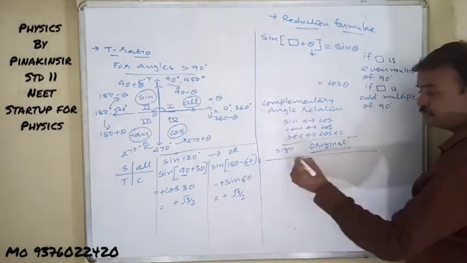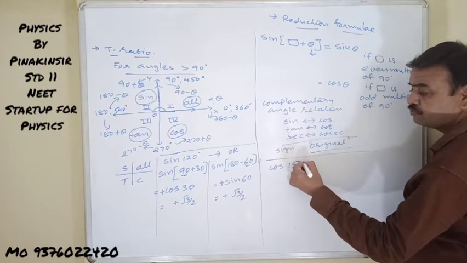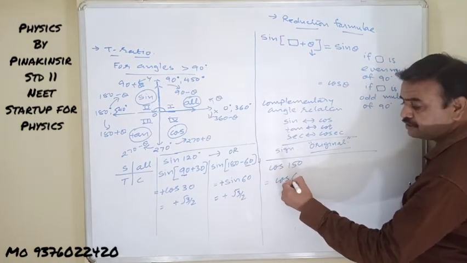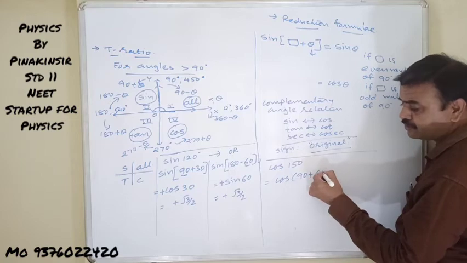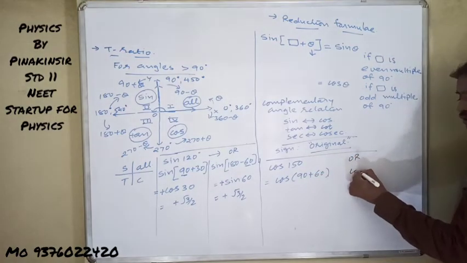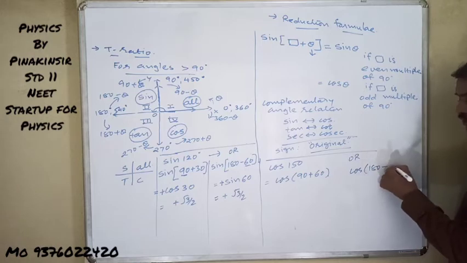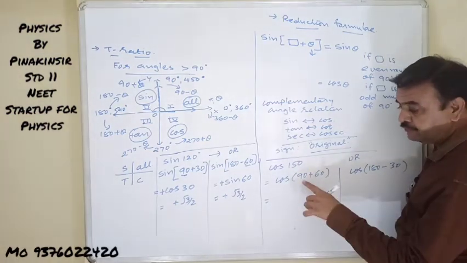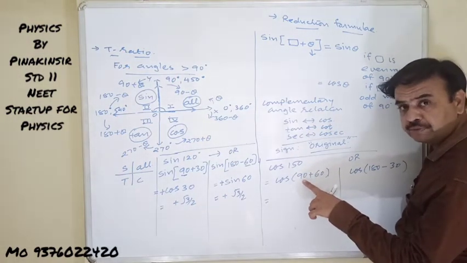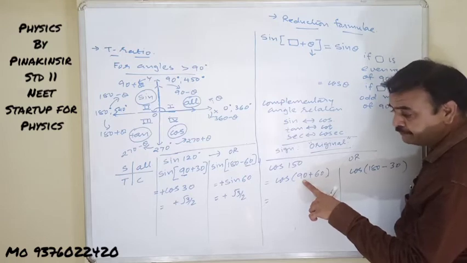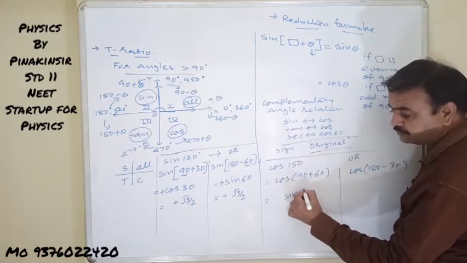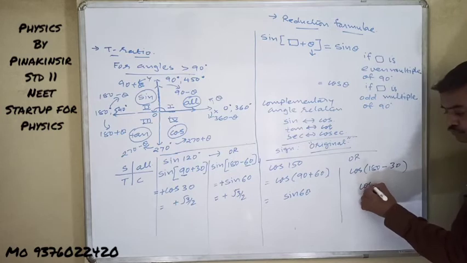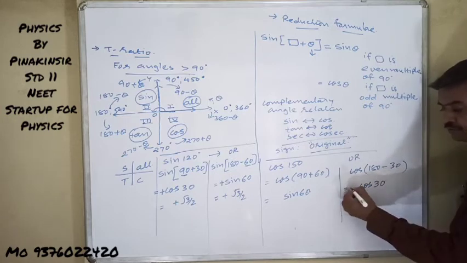Okay. Suppose you are asked to find cos of 150. Either you can convert it like this, 90 plus 60, or you can convert it like this, 180 minus 30. Okay. Now our reduction formula. If your box is an odd multiple, here it is an odd multiple, then you have to convert to the complementary. Then cos will be converted into sine. Here, if it is an even multiple, then you have to write just as it is. The function will be unconverted.